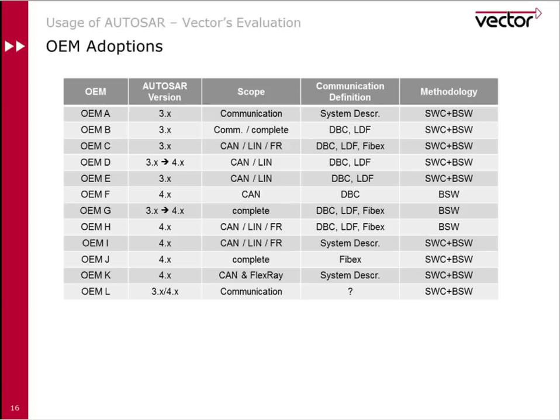Some OEMs only use it for the communication descriptions, perhaps only CAN and LIN and the communication stack itself. Some OEMs will use it for a complete adoption of all the bus network systems. Some OEMs are still using DBC files and LDF files or FIBEX files, the old format of description of the communication, whereas some OEMs have moved fully over to system descriptions or extracts of system descriptions. And some OEMs are very keen on using the basic software and perhaps the RTE above, but are not so interested in developing software components, and other OEMs have taken on the adoption of software components and basic software.